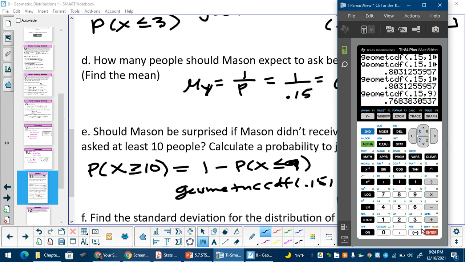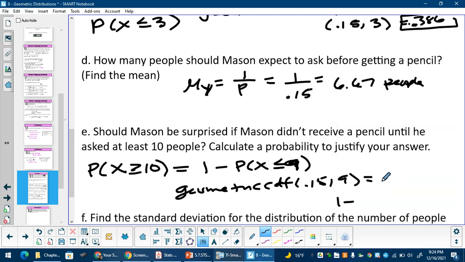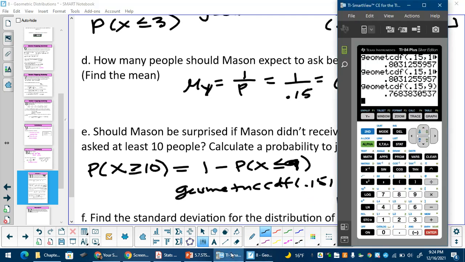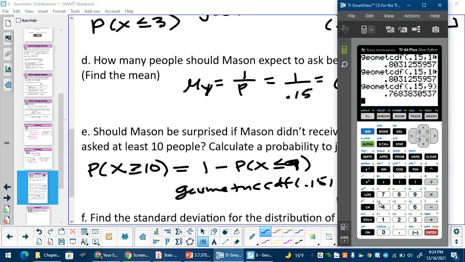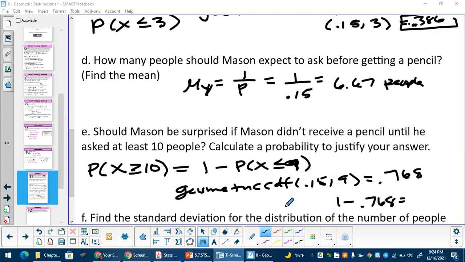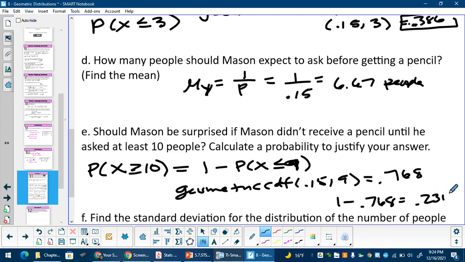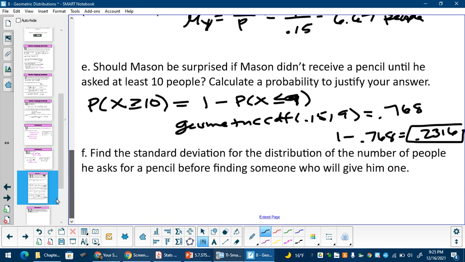All right, so the probability he gets it in 9 people is 0.768. So then we're going to do 1 minus that to find the probability that he has to ask 10 or more people. So 1 minus that is 0.2316. So he shouldn't really be that surprised, because 23% is not that low. He might have to ask more than 10 people.